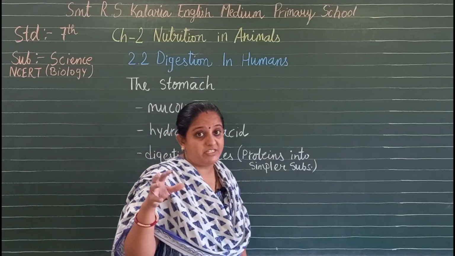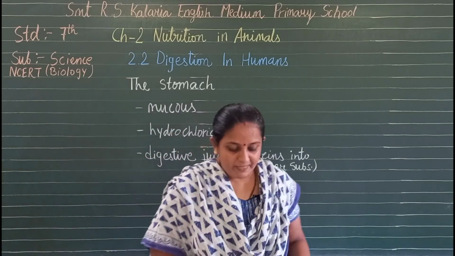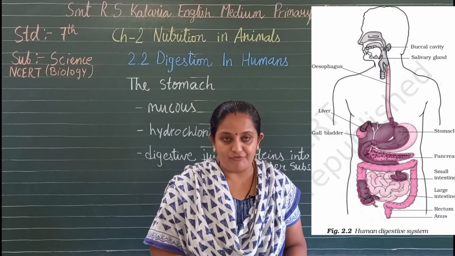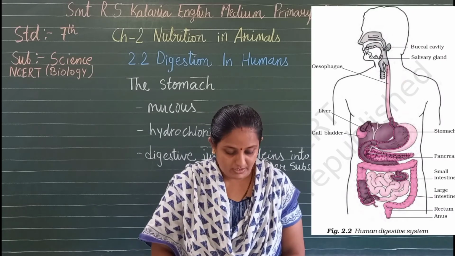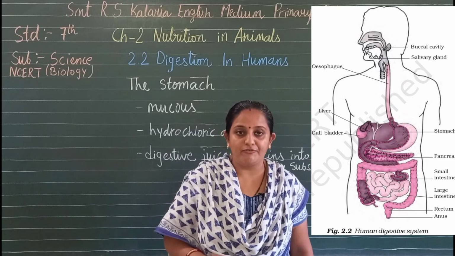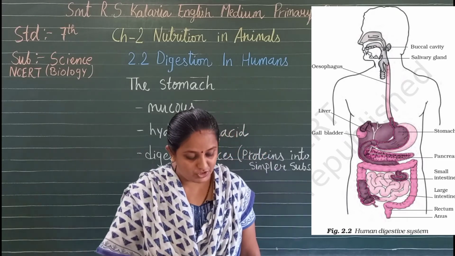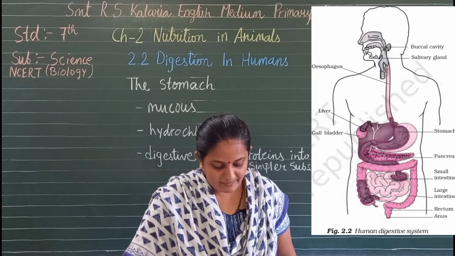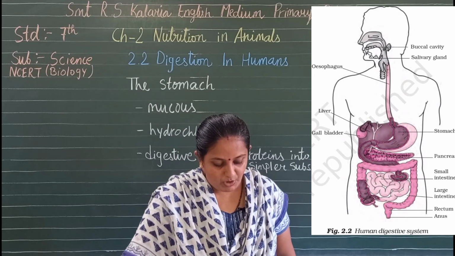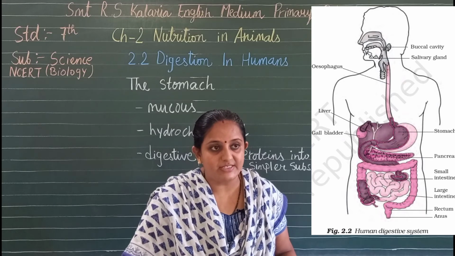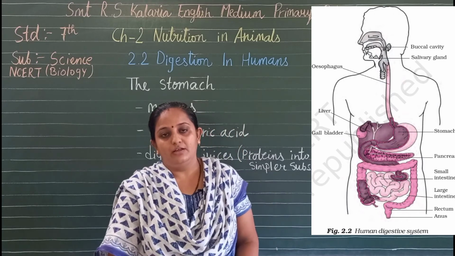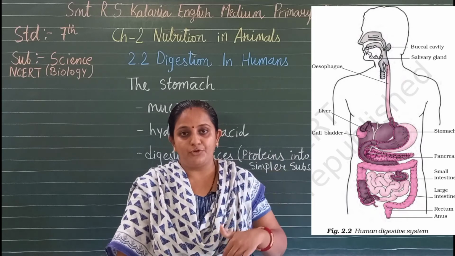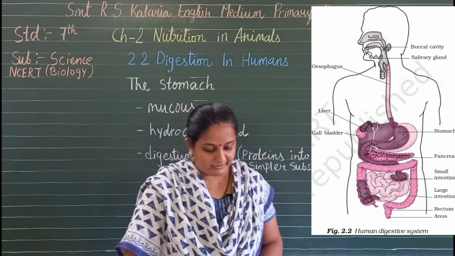Now see what activities happen in the stomach. The stomach is a thick walled bag. Its shape is like a flattened J, and it is the widest part of the alimentary canal. You can just look at the picture also. It receives food from the food pipe at one end and opens into the small intestine at the other end. So at one end the food enters through the esophagus, and at the other end it passes the food into the small intestine.